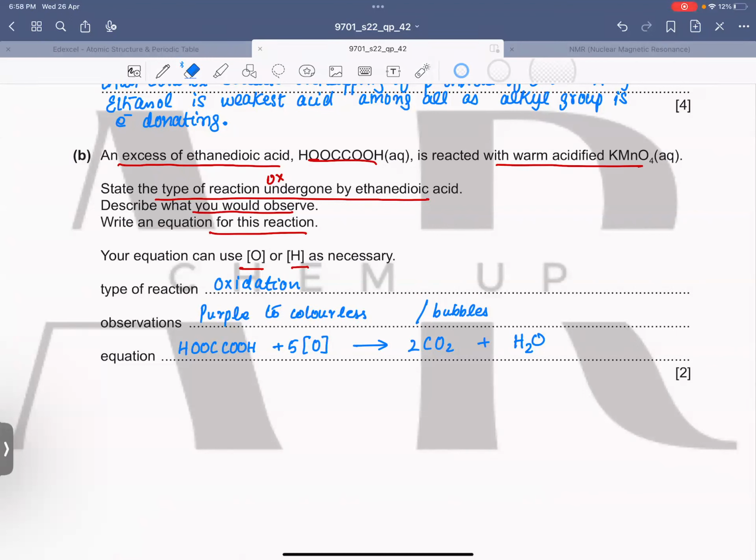Is this clear to everyone? Why would a 5 be put there? The COOH groups also have 4 oxygens inside them. Oh yeah, so no need to put a 5. I overlooked that. So there are 4 oxygens over here and 1 oxygen, so yes, it's balanced.